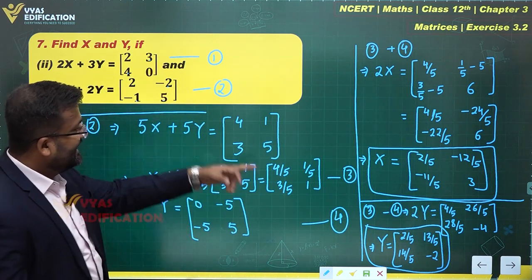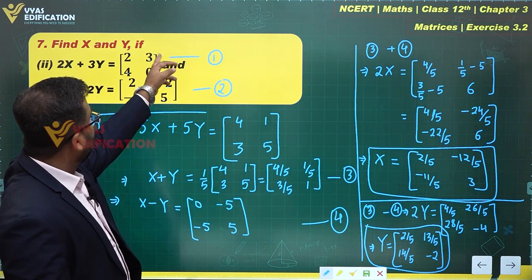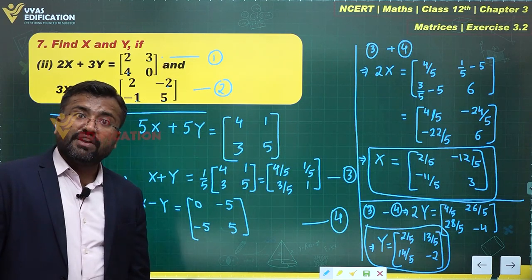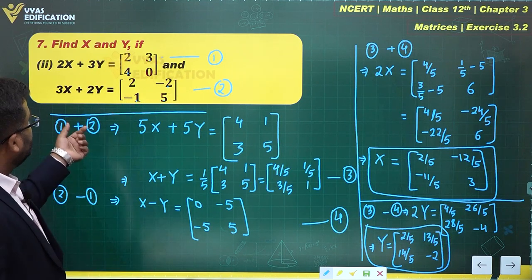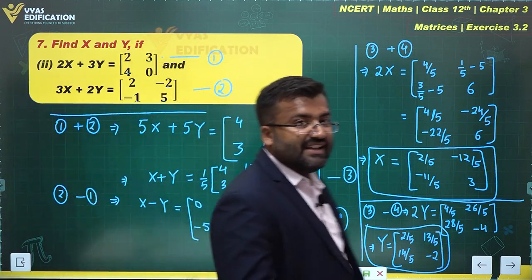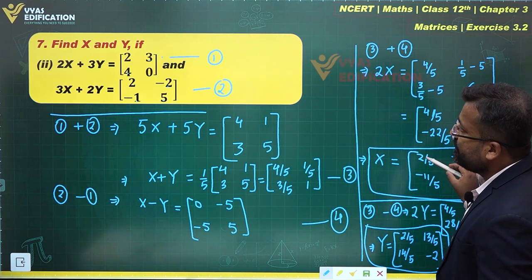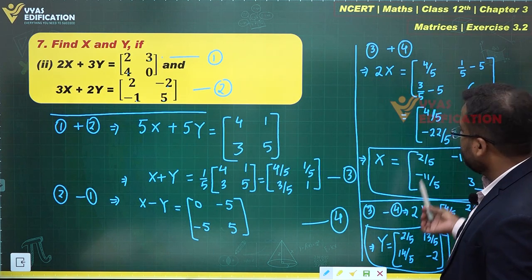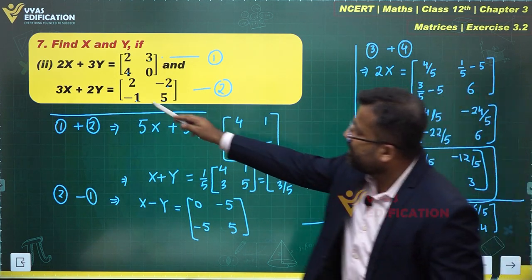So yes, the obtained x and y have been verified for this equation 1. We can also verify this for equation 2 as well. Let's verify for equation 2 as well. 3x plus 2y, let's do it. 3x, now 3 times this, 3 times 2, 6 by 5, and 2 into 2, 4 by 5. 6 by 5 plus 4 by 5 is actually 10 by 5, which is equal to that 2 over there.